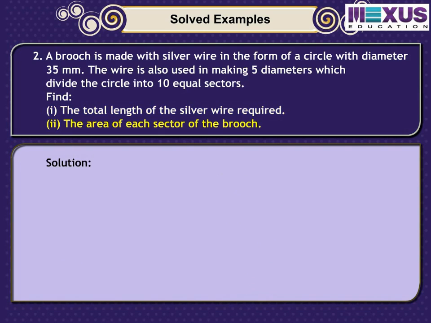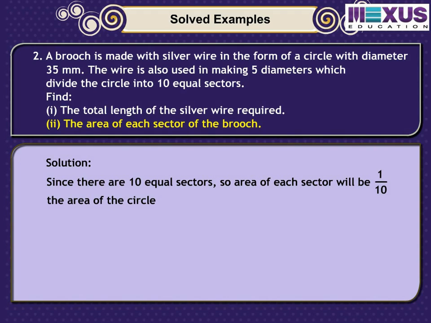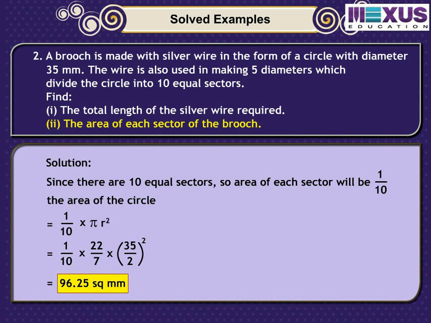Now we will find the second answer, that is the area of each sector of the brooch. As it is given that the circle is divided into 10 equal sectors, the area of each sector will be 1 by 10 the area of the circle. Thus, by substituting the value of pi and r, we get the answer as area of each sector equals 96.25 square millimeters.